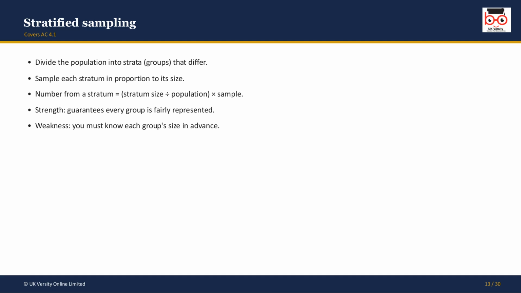Stratified sampling is about fairness across groups. You divide the population into strata, groups that genuinely differ from one another, and then sample each stratum in proportion to its size. The number you take from a group is its size divided by the population, times the overall sample size. Its strength is that it guarantees every group is fairly represented. The requirement is that you must know each group's size in advance.